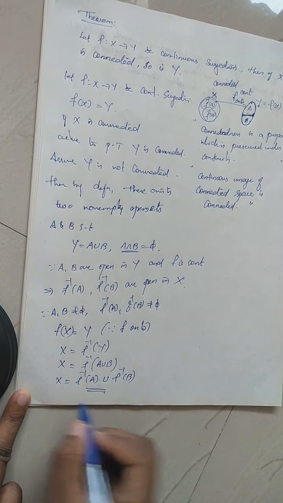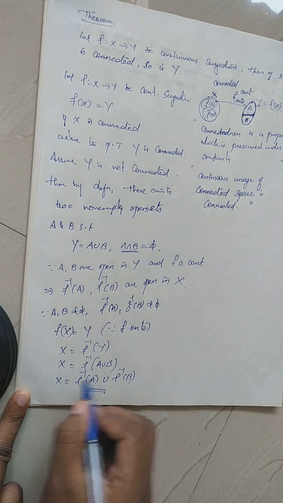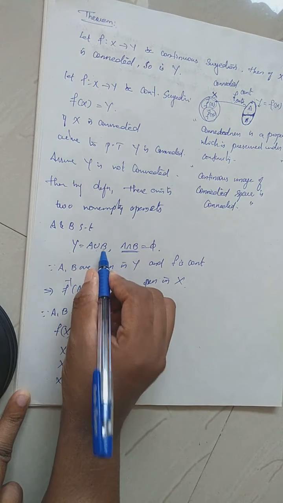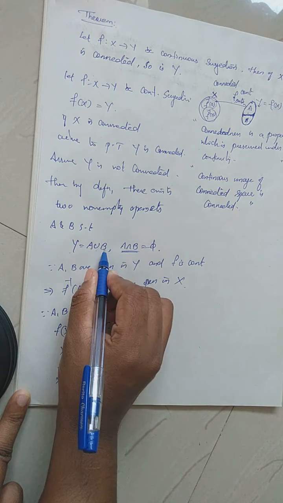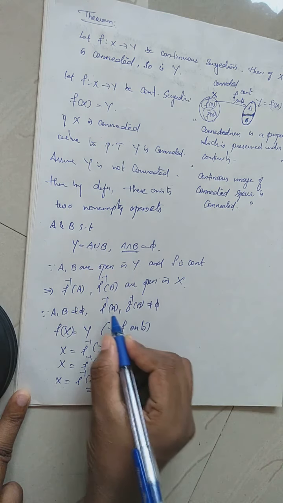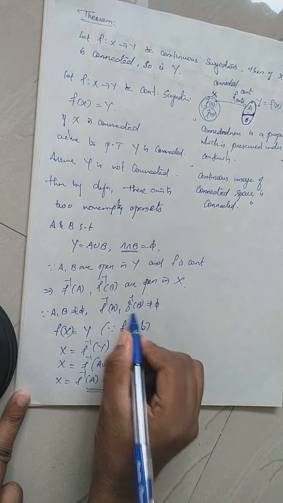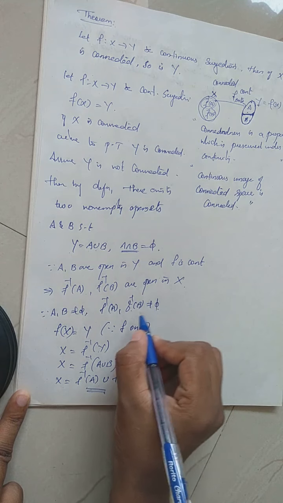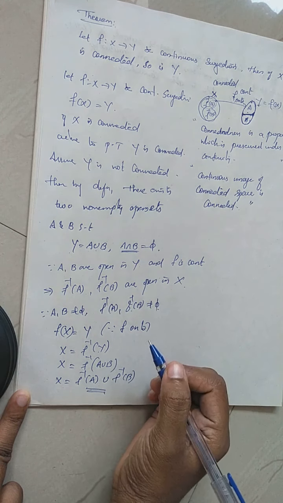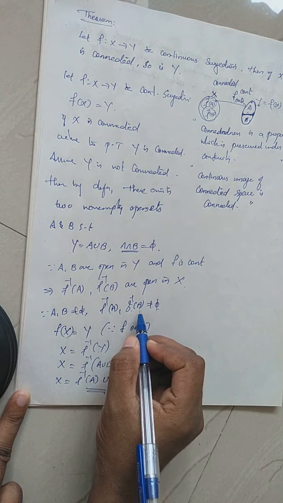So what do you get now? When you choose Y equal to some A union B, where A and B are non-empty disjoint open sets, then f inverse of A and f inverse of B are non-empty disjoint open sets. Can you prove the disjointness of f inverse of A and f inverse of B?